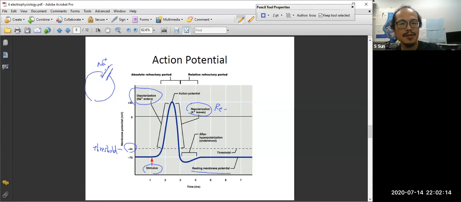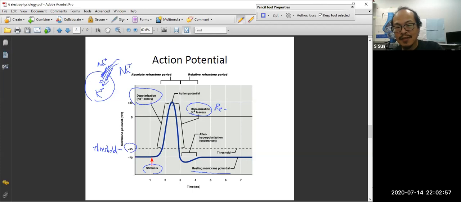So the sodium channel opens. If the sodium channel opens and allows sodium to move, will sodium move in or move out? Outside has more sodium, inside has more potassium. So sodium will move in because of the concentration gradient. And it moves in because it is a positive charge ion, so it will make the inside more positive, and that's the cause of this depolarization.